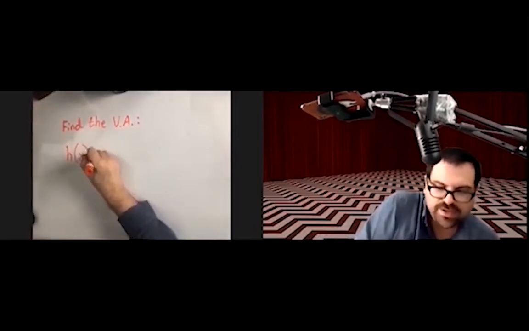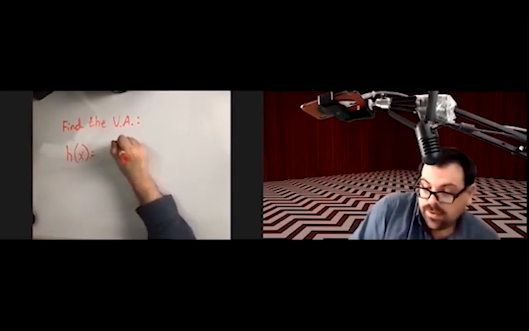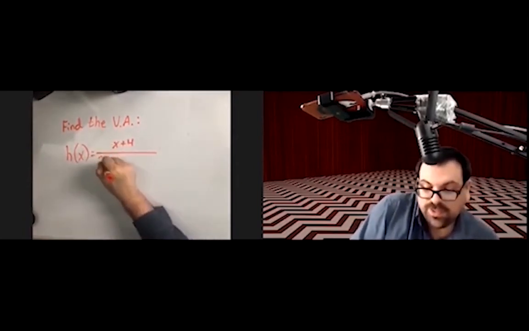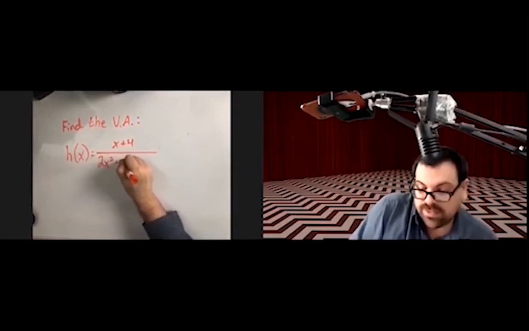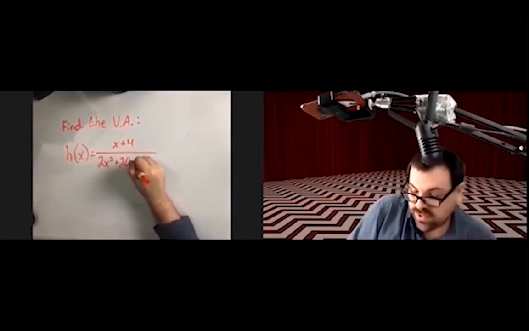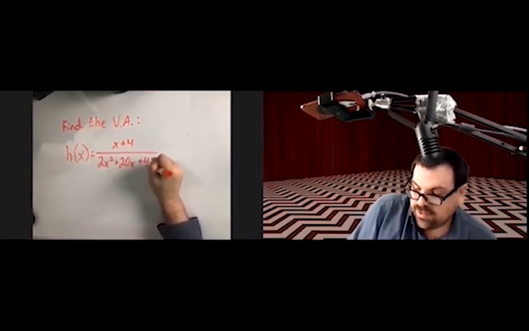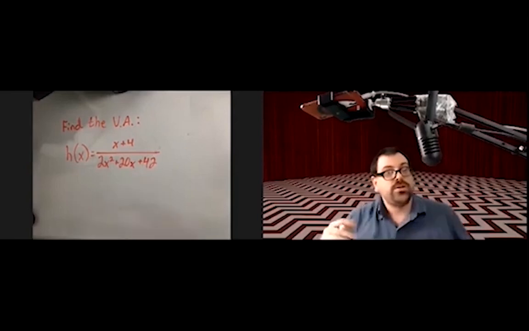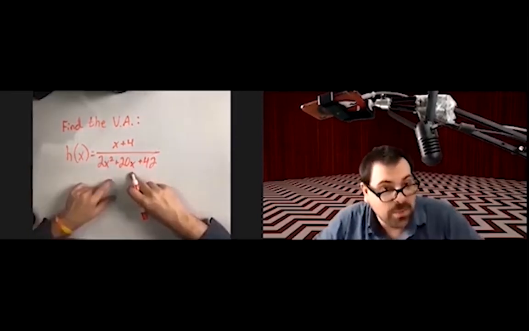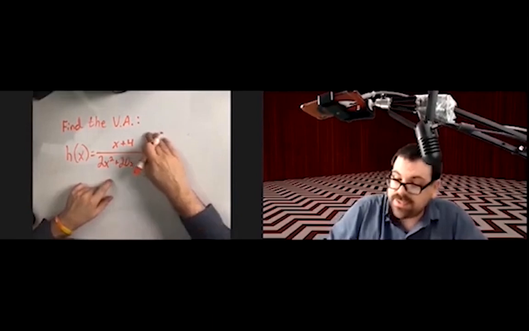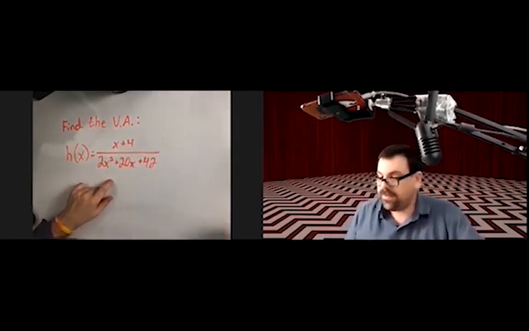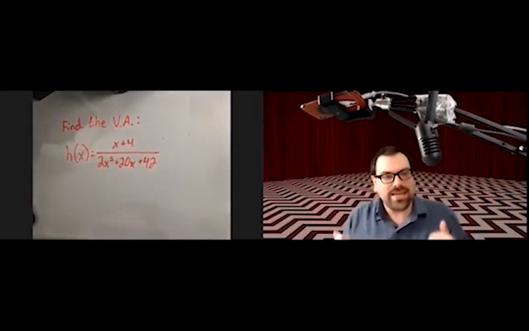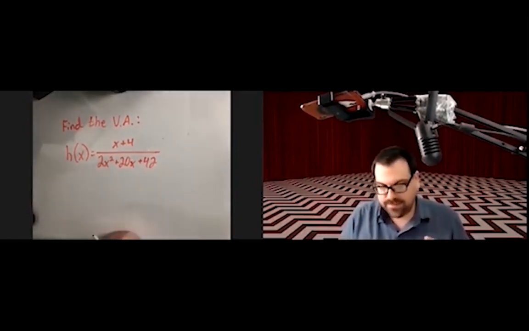There we go. h of x equals x plus 4 over 2x squared plus 20x plus 42. So let's factor the bottom. We have to find the places where the bottom equals 0 to find the values we can't have for x.